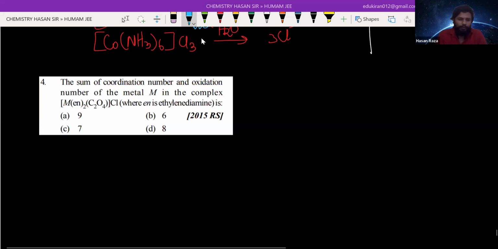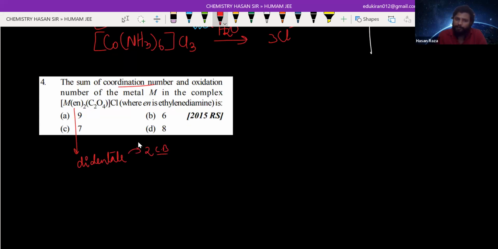Any answer, both of you? I'm going to explain this. First, you calculate the coordination number. This is bidentate, that means alone it will make two coordinate bonds. So this is also bidentate. So total bidentate ligands are 3, so the coordination number becomes 6. Yes or no? Both of you.